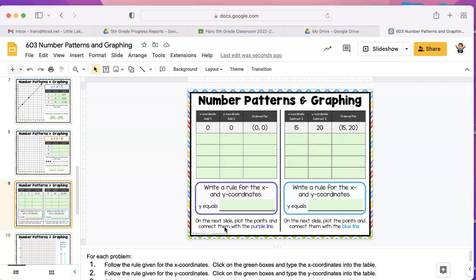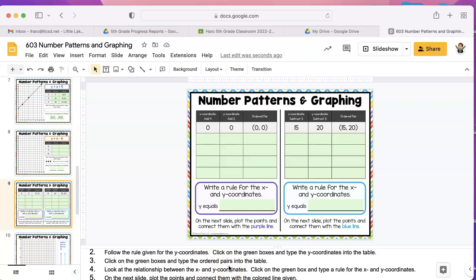Number patterns in graphing. Write the rule for x and the y coordinates. Y equals, all right. On the next slide, plot the points and connect to the purple line. For each problem, let's see what it tells me. Follow the rule for the x coordinates. Click on the green boxes. Type in, okay. Click on the green box. Look at the difference between x and y.